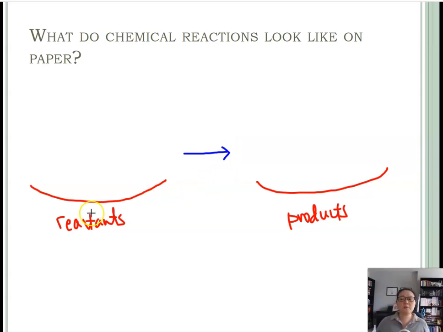When it comes to writing the reactants and products themselves, you are going to have the names or formulas of them. And if you have more than one reactant or product, each of these will be separated by plus signs. So this is generally what a chemical reaction looks like when written down.